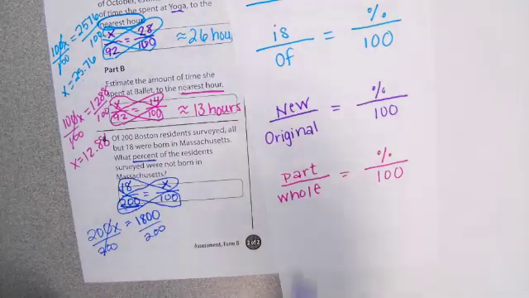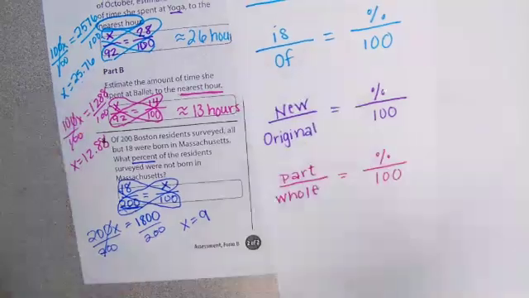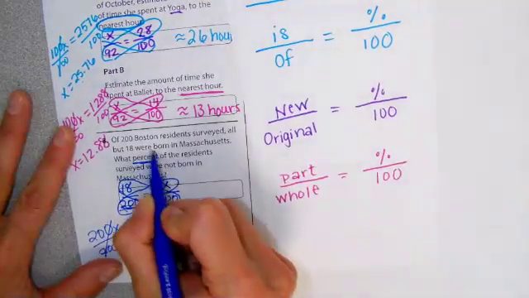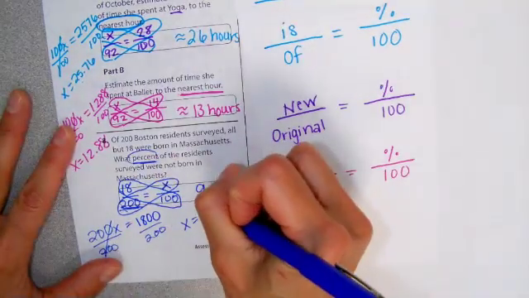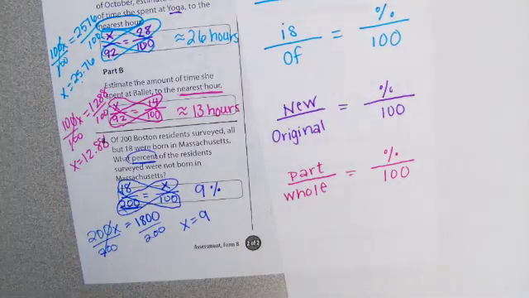1,800 divided by 200 is going to give us how much? If you do this correctly, you should get X equals 9. But in this case, it's asking you what percent. So it would be 9%. It's saying that 9% of the residents were not born in Massachusetts. Okay. Good. Two more to go.